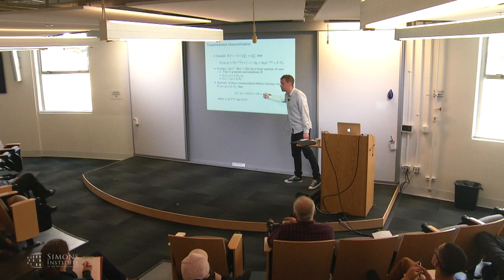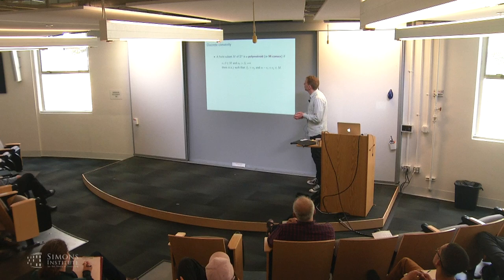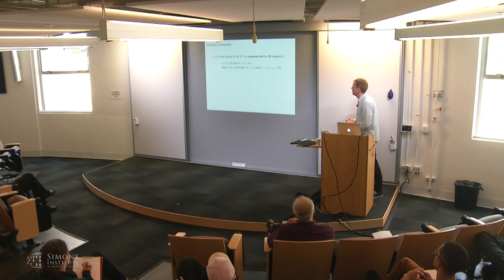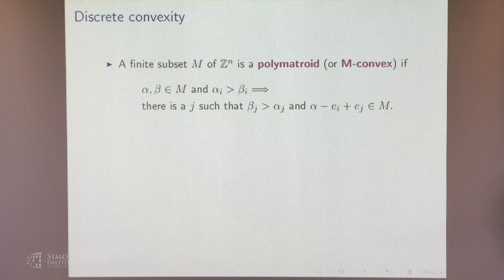Yeah. So now to something completely different. We've seen discrete convexity in this workshop several times. And we haven't seen the name polymatroid, but we've seen the name M-convex. There are several synonyms to this, but I like to call these gadgets polymatroids or M-convex sets.